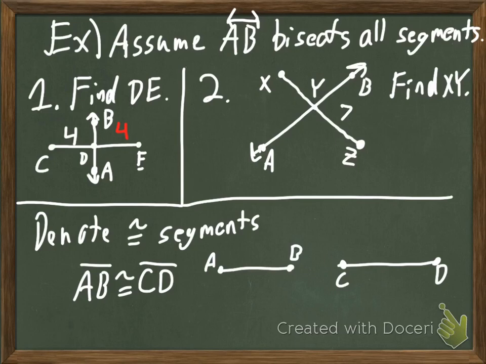Now what do you think 2 is going to be? We should look at that for a second, figure it out. Okay, so we see that line AB is now bisecting segment XZ. And we have XY, which we're trying to find, and we know that YZ is 7. Well, again, because of our definitions of bisectors, if YZ is 7, then XY also has to be 7.